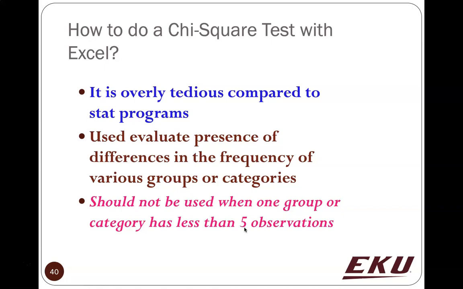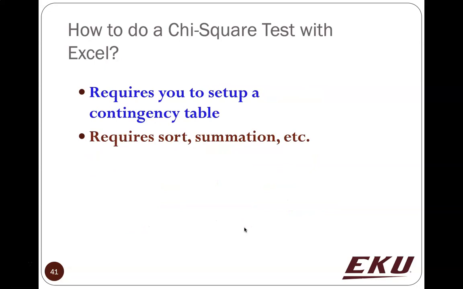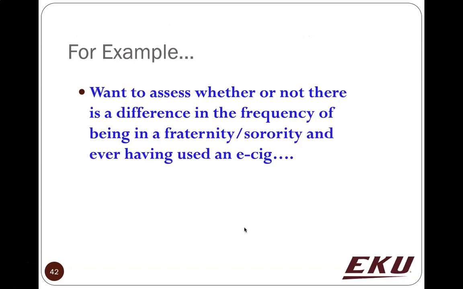Now, when I say that this is overly tedious, I'm talking about Excel only. This is super easy to do in stat programs. But in Excel, we have to manually create a contingency table, and then we can sort, or sum and count things, to fill in the details.